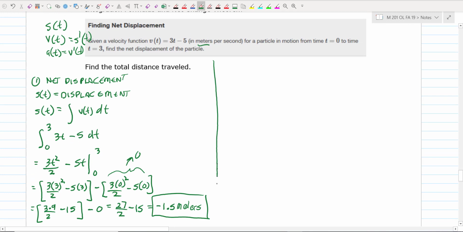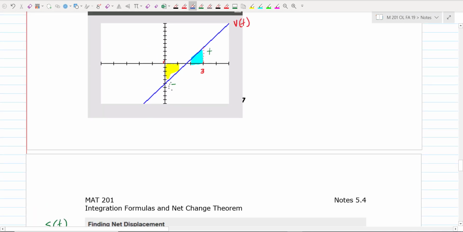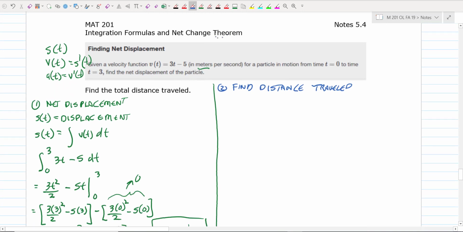Second part of this problem, we're going to do the distance traveled. So we're going to go ahead and find the total distance traveled, and this is a little bit different. We do need to look at the graph; it's pretty important on this. If you go back to this previous graph, we don't want a negative there. If we're going to do distance traveled, we want to find this area, but we want to use a positive answer for it, and we want to find this area, which you're already going to get a positive answer for.